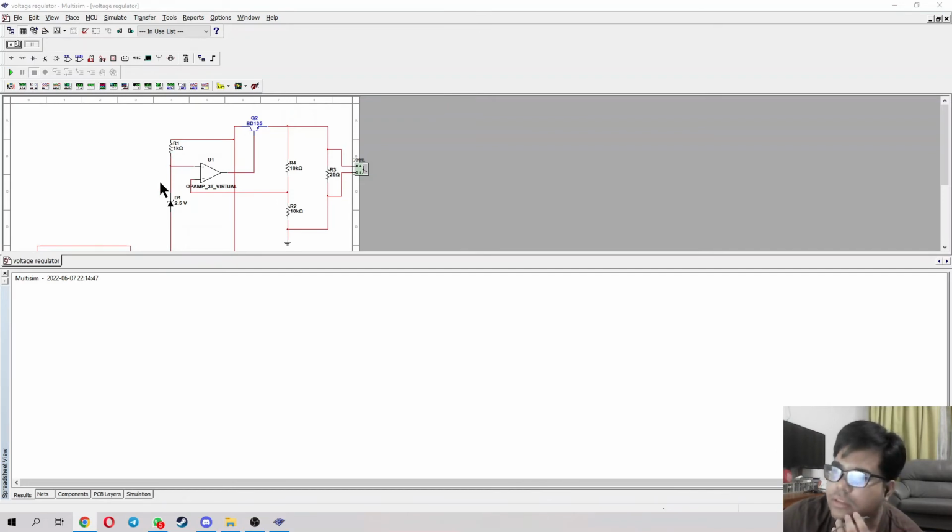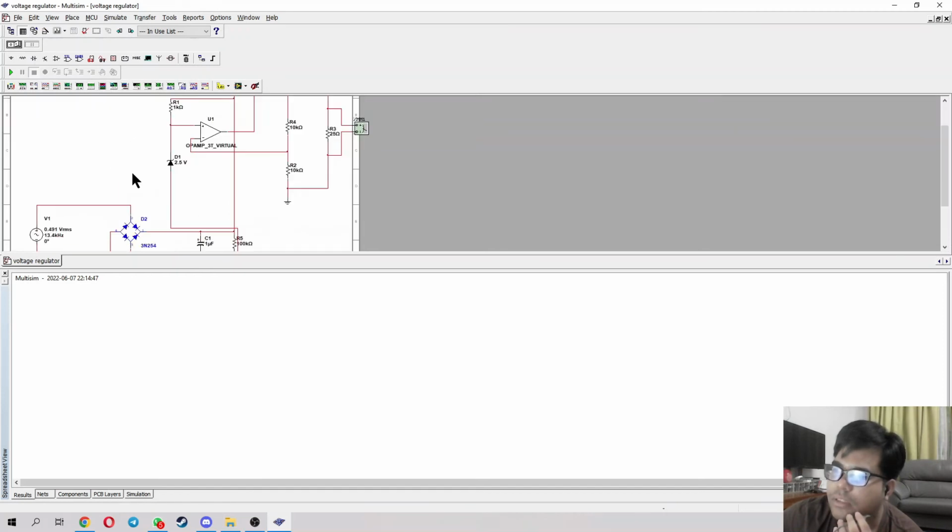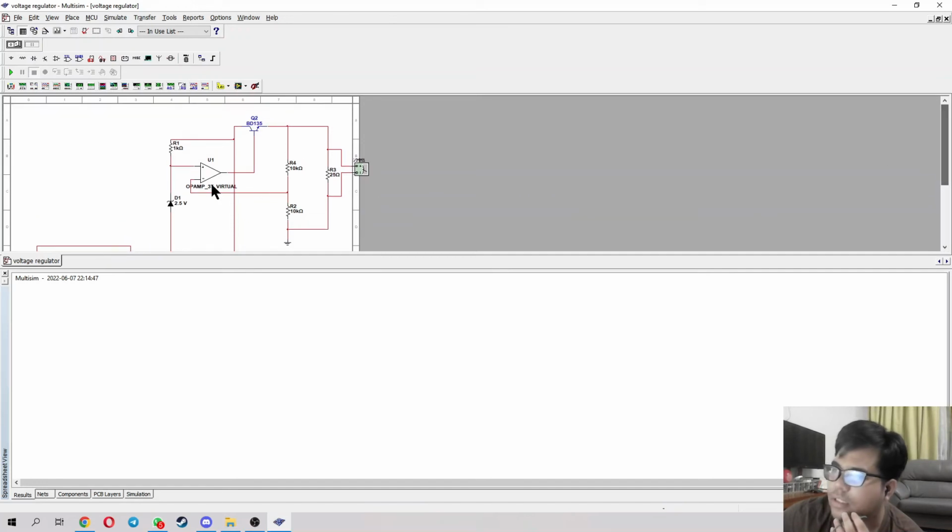There is a diode here. The function of the diode is to shunt the current from the rectifier circuit. Any excess current will be shunted to the ground, and we will use this transistor and also the amplifier to amplify the voltage of the circuit. The output that we will be getting will go through R3.